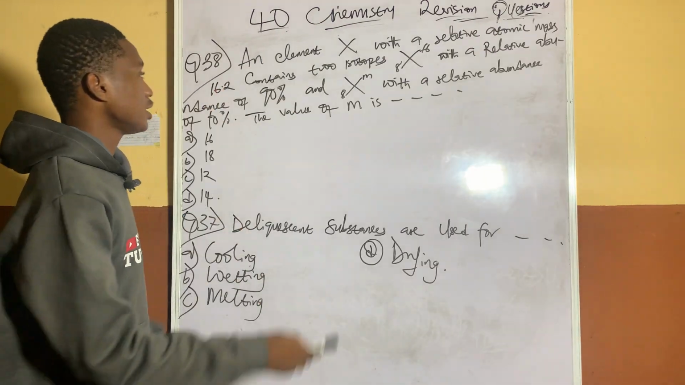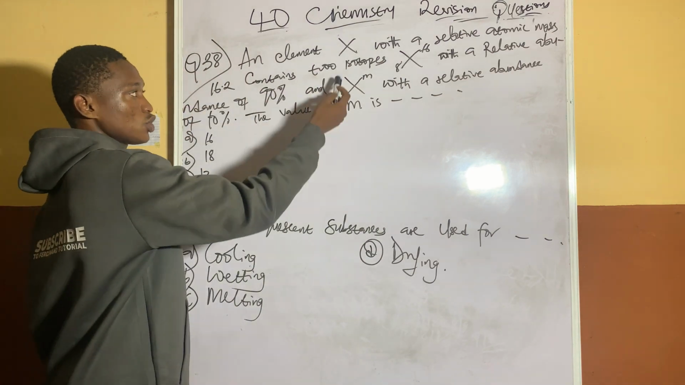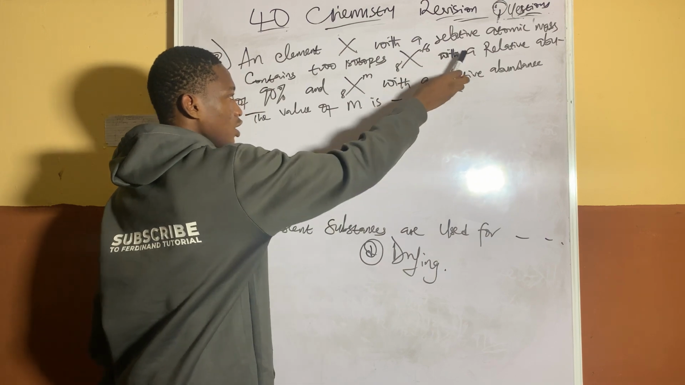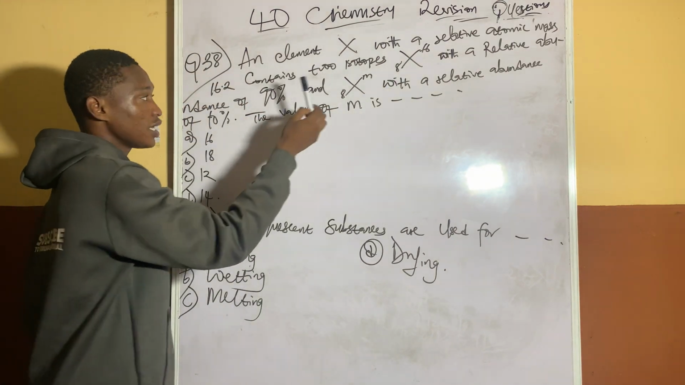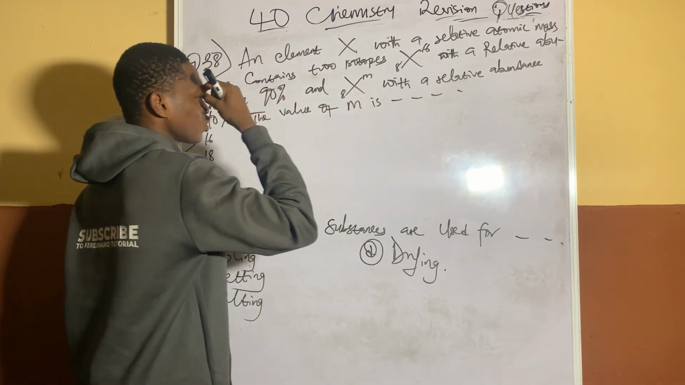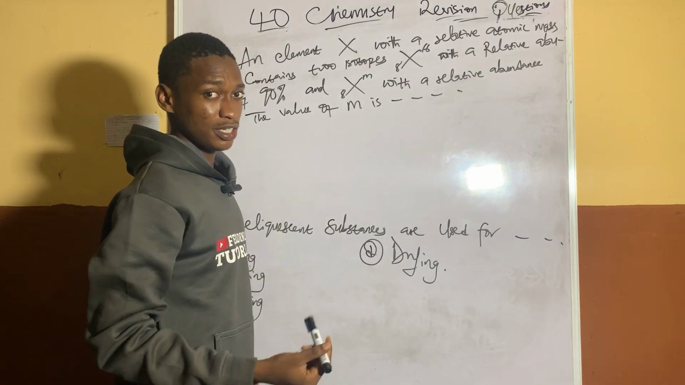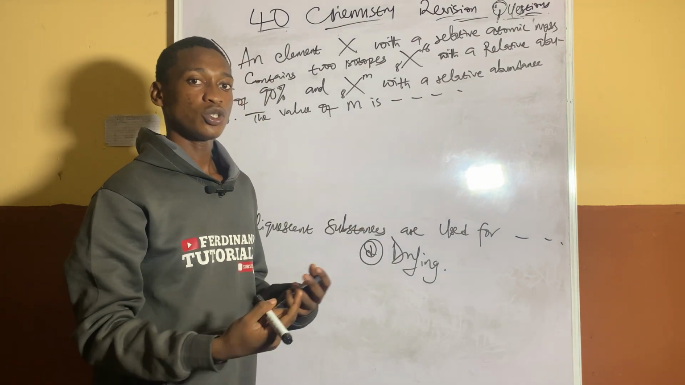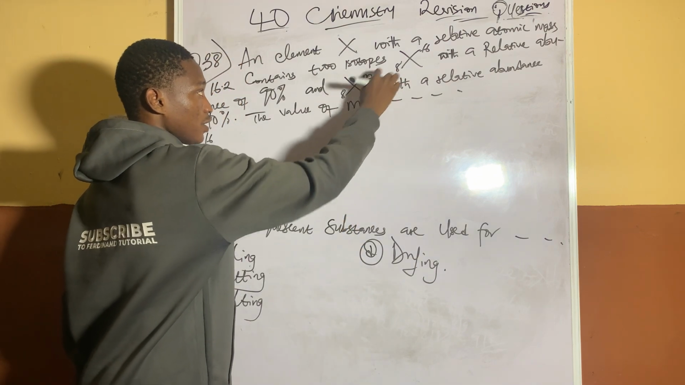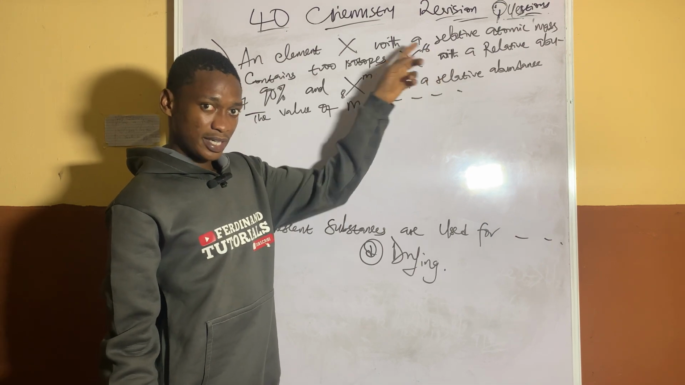Question 38: an element X with a relative atomic mass of 16.2 contains two isotopes. X with atomic number 8, mass number 16, with a relative abundance of 90%, and X with atomic number 8, mass number M. That's what we're looking for. They say with a relative abundance of 10%, the value of M is dash. They didn't give us the value of M, they asked us to find it. Isotopes are elements that have the same atomic number, but different what? Mass number. So anything we get as our M is not going to be 16. It can never be 16.